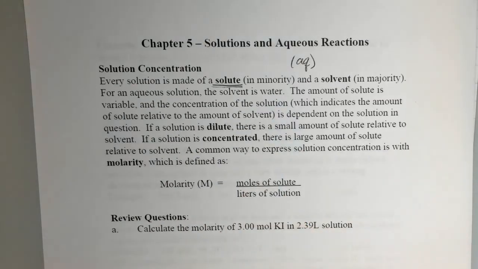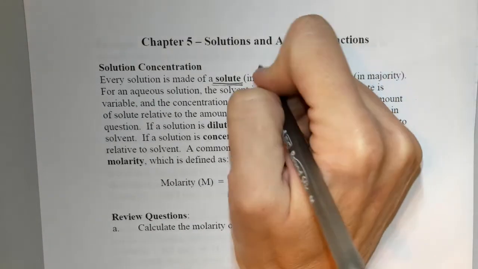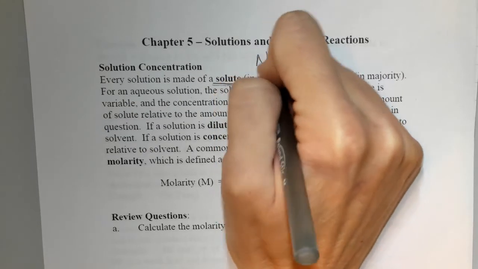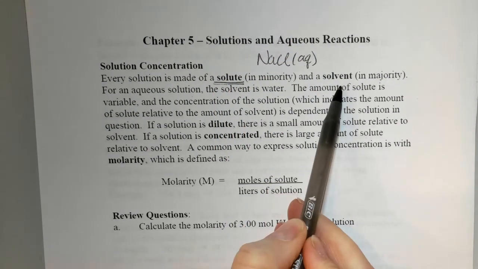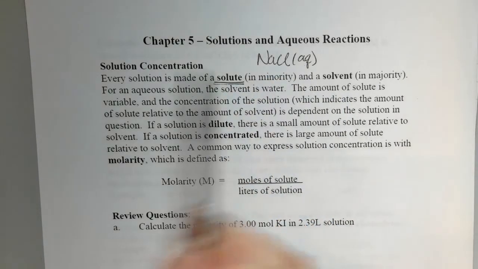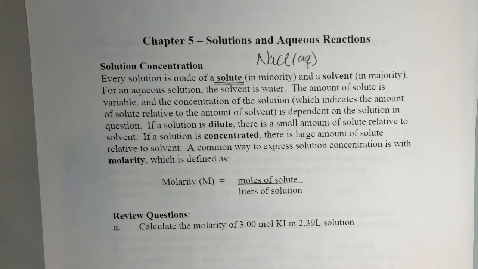And then, of course, whatever is dissolved in that, like if we saw with our double displacement reaction, something like sodium chloride aqueous, that aqueous meant that the solvent was water, the NaCl would have been the solute. And of course, those two together, the sodium chloride and the water, together make up the solution.